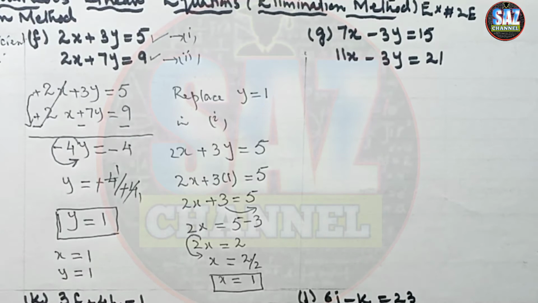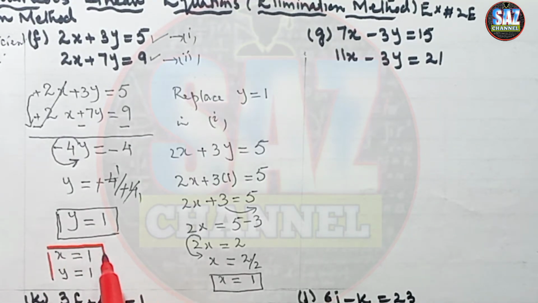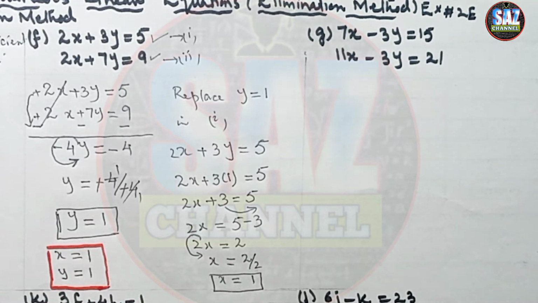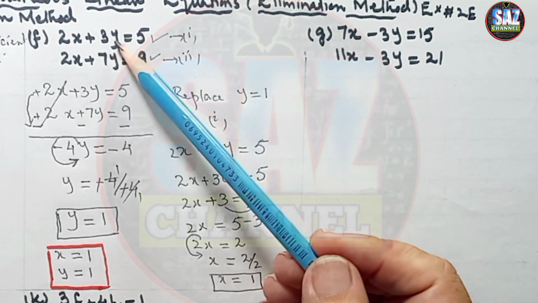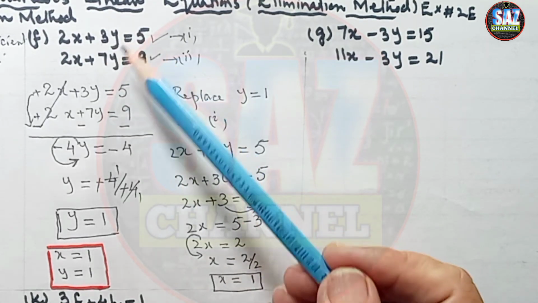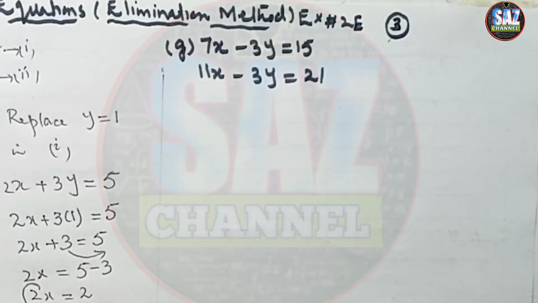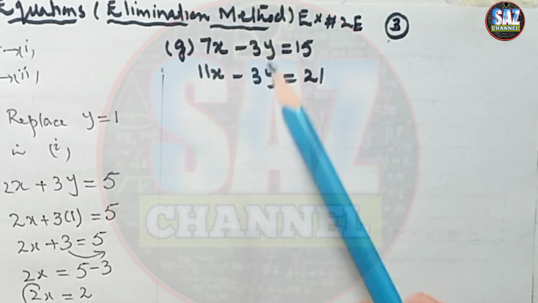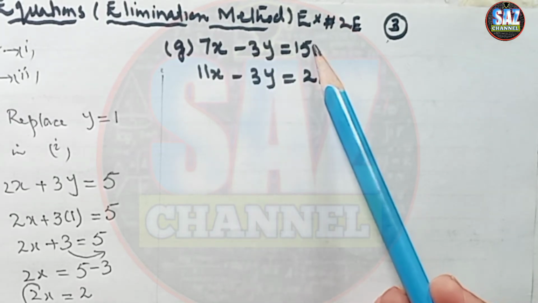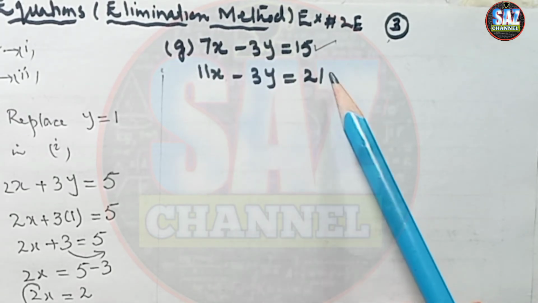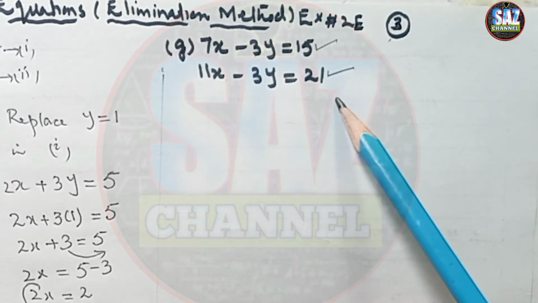I hope you are clear about this question, and you can even check whether your solution is correct or not by inserting the values of x and y in the given equations. If after inserting the values of x and y in the given equations both sides are the same, it means your values are correct. Let's move to the next part of the question, that is 7x minus 3y equals 15 and 11x minus 3y equals 21.